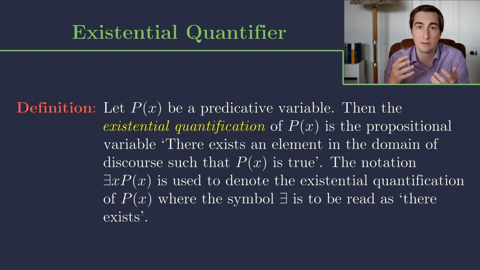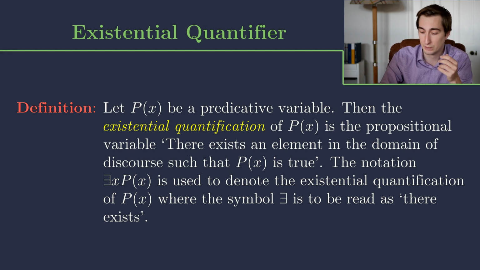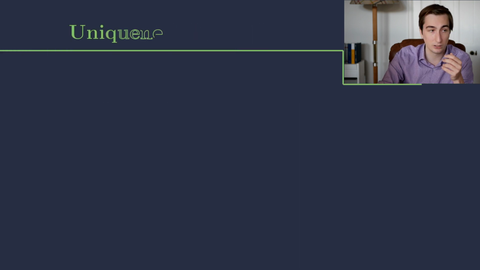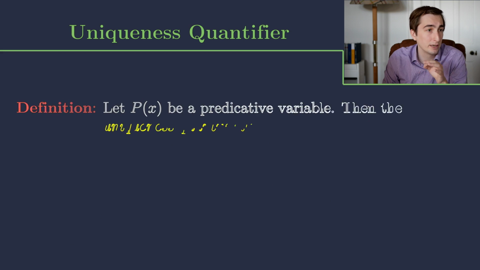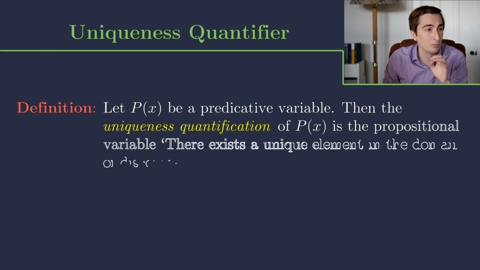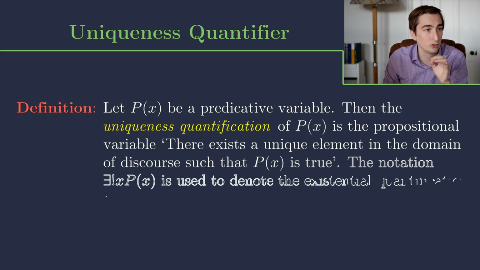All we do know is that it must be either true or false. In other words, it's a propositional variable. So our final one to go to is the uniqueness quantifier, which is basically just a very minor modification of the existential quantifier.